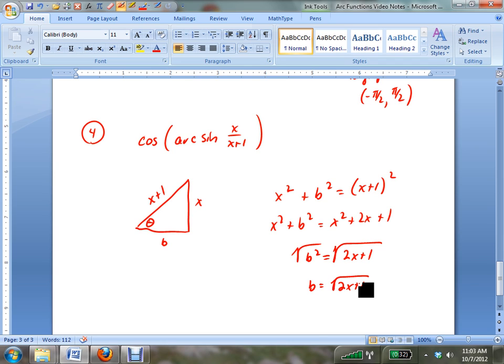And so we can now find our cosine function. The cos of theta is equal to the square root of 2x plus 1 divided by x plus 1.